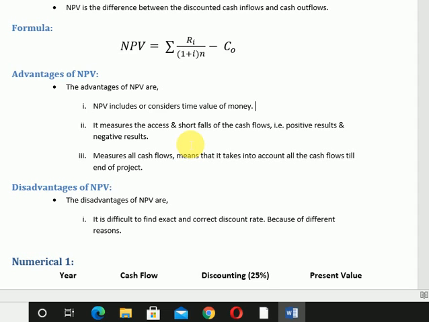Third, it measures all the cash flows. It means that we are calculating all the cash inflows, and no cash inflow is left out of the calculations.